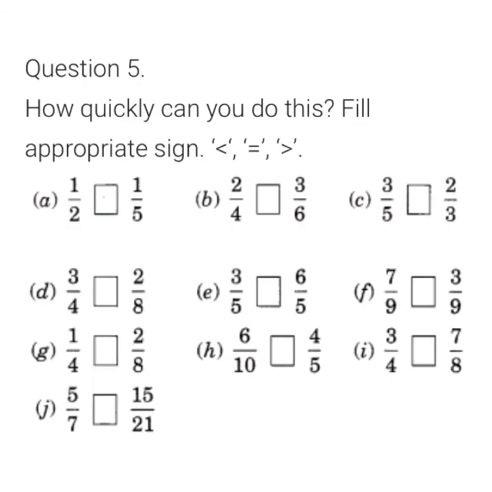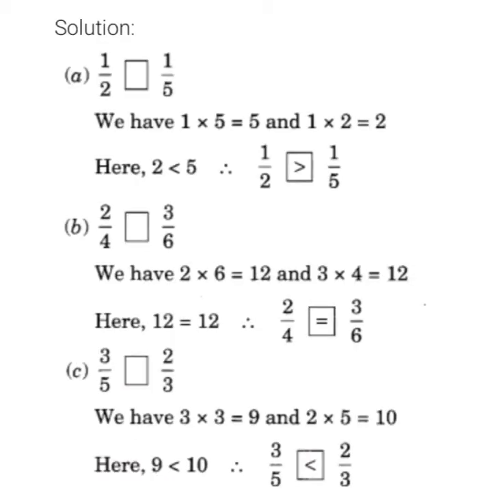Now question number 5. How quickly can you do this? Fill appropriate sign less than, greater than or equals to. Children, first one is 1 by 2 and 1 by 5. We have to find out the greater, less or equal fractions. We have to compare the fractions over here.